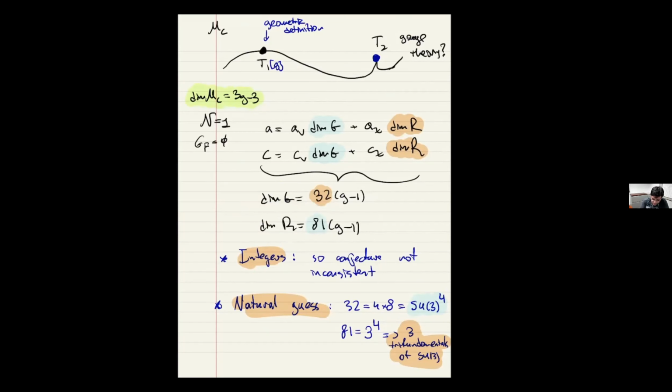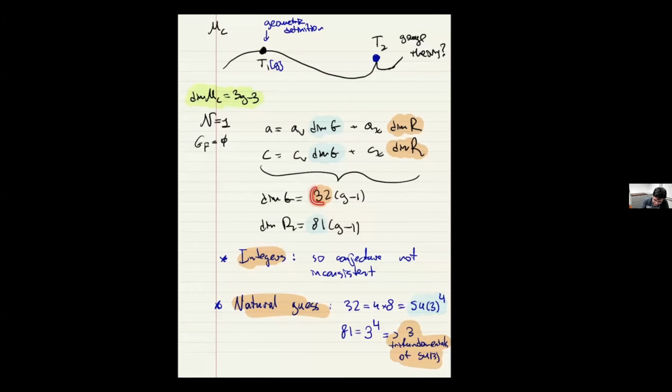It's 32 times (G minus 1) for the dimension of the gauge group, and 81 times (G minus 1) for the dimension of the representation. For generic compactifications, if you do this kind of game, you find fractional numbers. So you immediately rule out such a conformal dual. But here you get integers, so there might be a conformal dual. And indeed, we will find it.